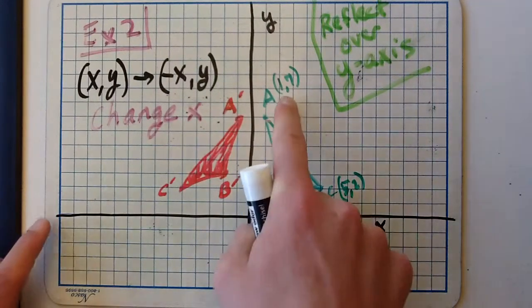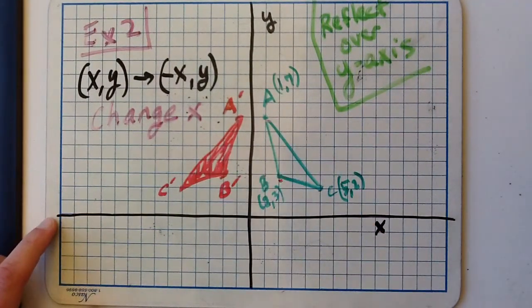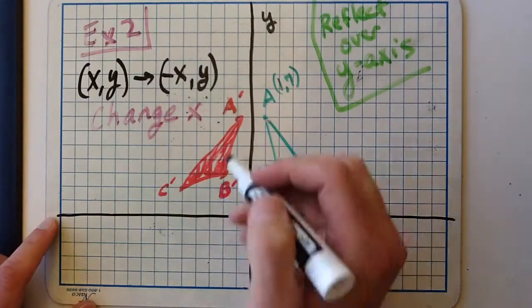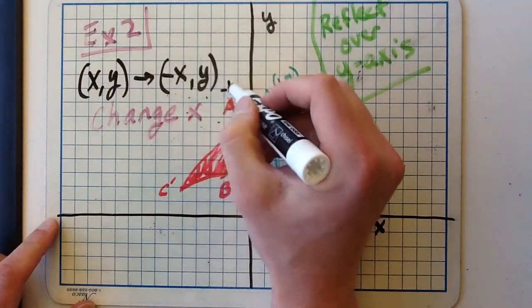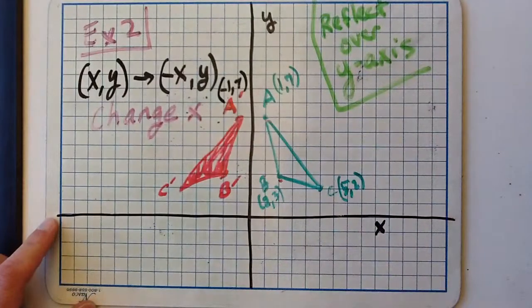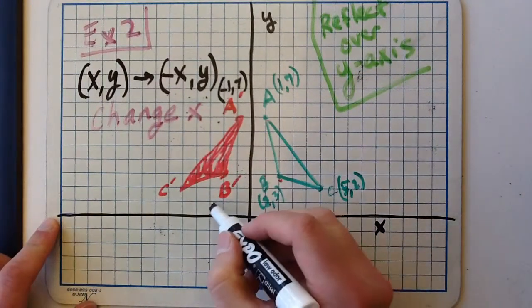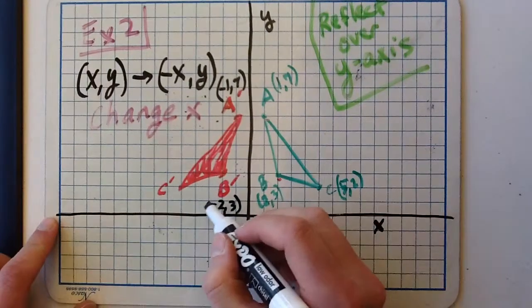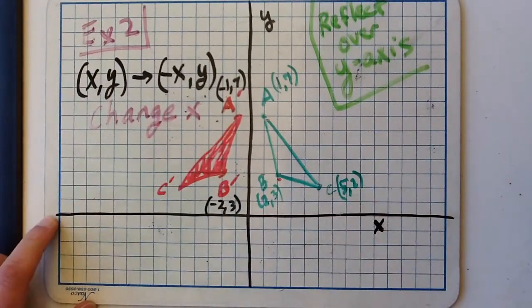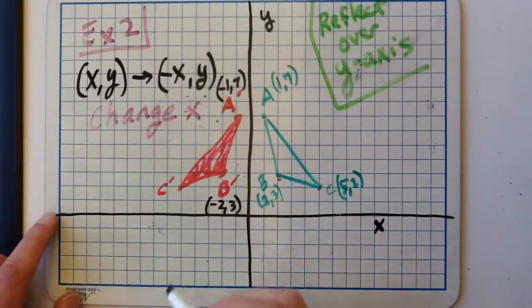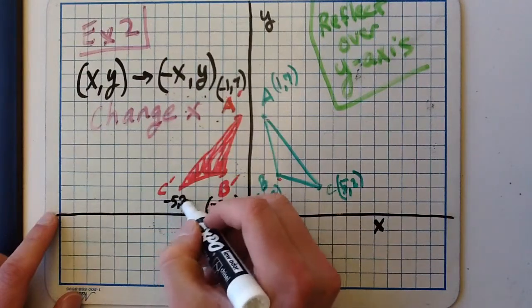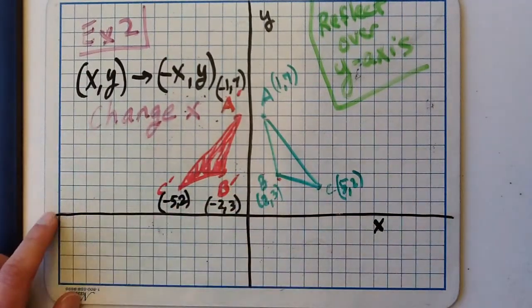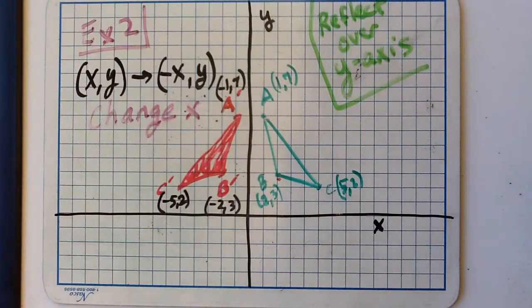And so here, if A is at 1, 7, A prime would be at negative 1, 7. That's the ordered pair for A prime, negative 1, 7. For B, if B was at 2, 3, then B prime is at negative 2, 3. And if C is at 5, 2, C prime is at negative 5, 2. Okay, so that's how we represent this algebraically when we reflect over the y-axis.